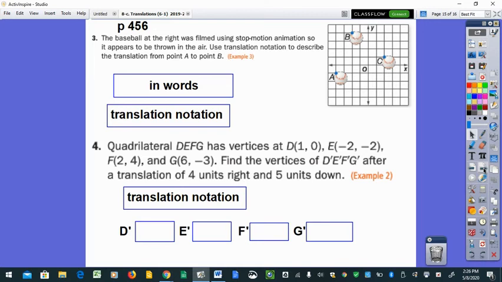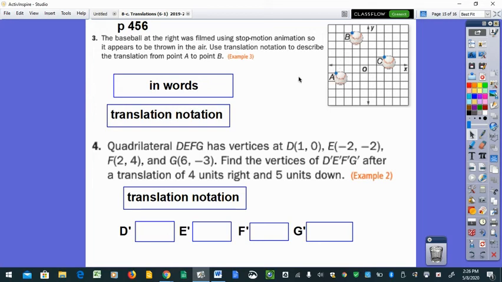Okay, so I have 2 more to finish off today. So I'm going to pause the video, or you're going to in a second. The first one, number 3, is there's a baseball at the right, filmed using stop motion animation, so it appears to be thrown in the air. Use translation notation to describe the transformation from points A to B. So can you come up with the translation notation, and can you say in words how did the ball move from A to B?